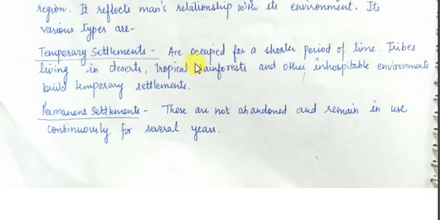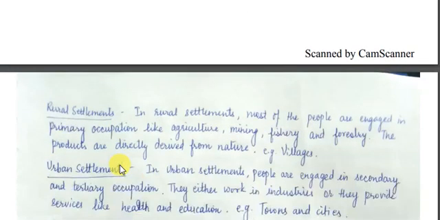As the name suggests, they are occupied for a shorter period of time, like tribes living in deserts, tropical rainforests and other inhospitable environments build temporary settlements. Then there are permanent settlements. These are not abandoned and remain in use continuously for several years. Like you are living in a house, that is a permanent kind of settlement, and various tribes that use a particular settlement for a comparatively shorter period of time are known as temporary settlements. So these are two major types of settlements.